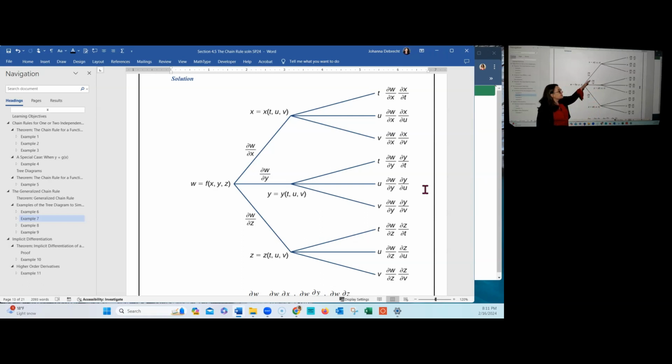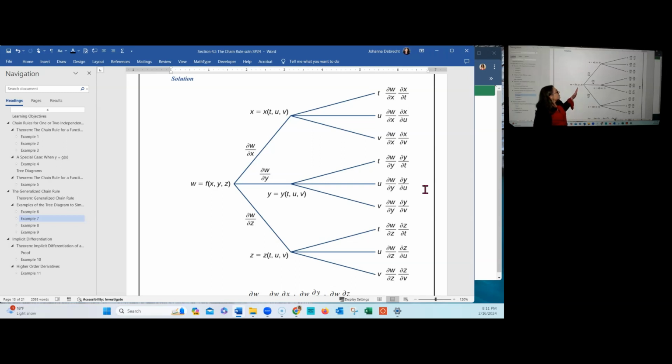X, Y, and Z are all functions of three independent variables themselves, so they each have three branches coming off of them, and the leaves at the end are labeled T, U, and V for each of those three branches on each of the three independent variables, X, Y, and Z.